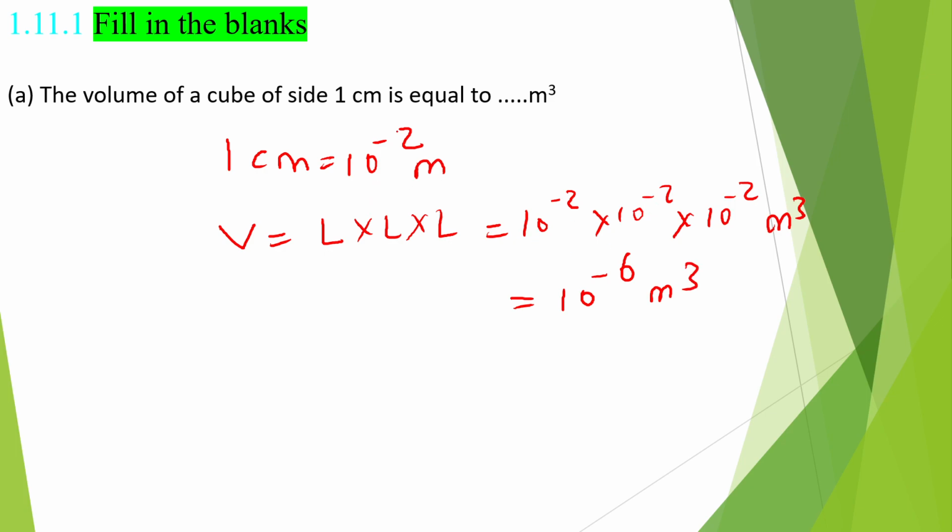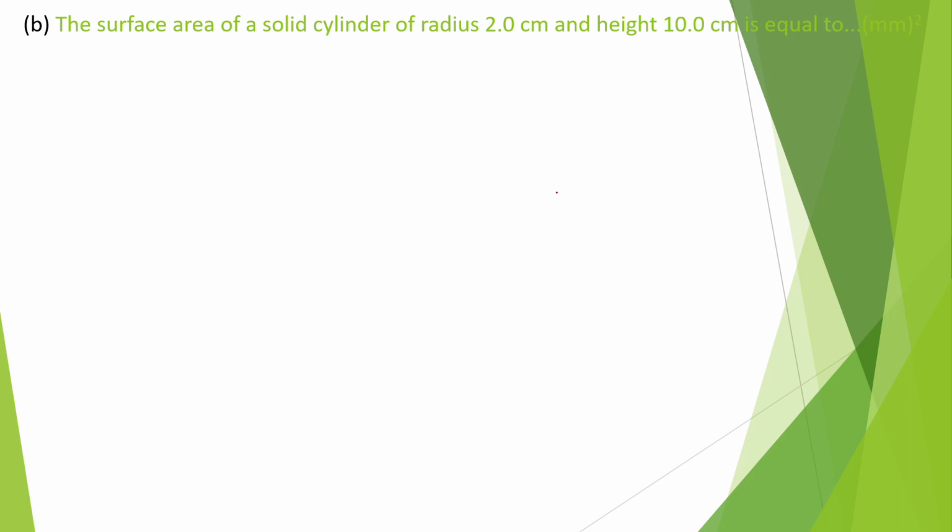So the answer for this question, the volume of a cube of side 1 centimeter is equal to 10 to the power minus 6 meter cube. Let us go to next question. The surface area of a solid cylinder of radius 2 centimeter and height 10 centimeter is equal to dash millimeter square.